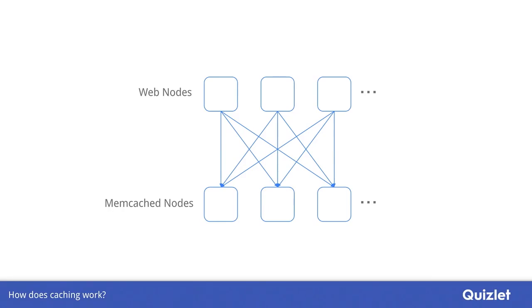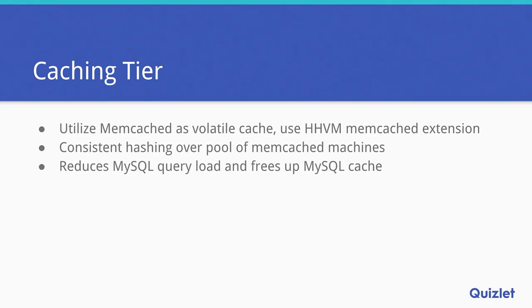So I want to talk about caching for a second. This, I think, is an interesting piece of this puzzle because the caching gets a little tricky. I want to explain why. We run a pool of Memcache machines. I think this is a pretty standard architecture. We do consistent hashing, so each web node is communicating with each of the Memcache nodes. And we're hashing consistently, so each key from all the web nodes ends up on the same Memcache node.